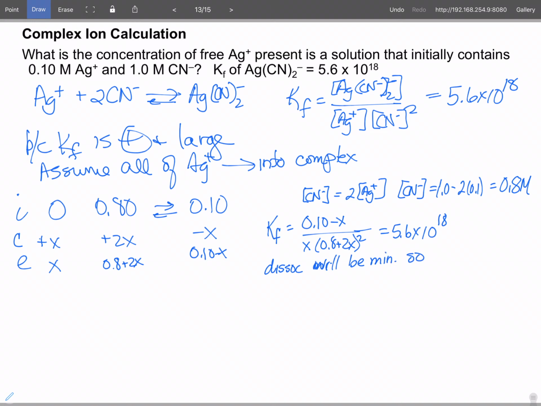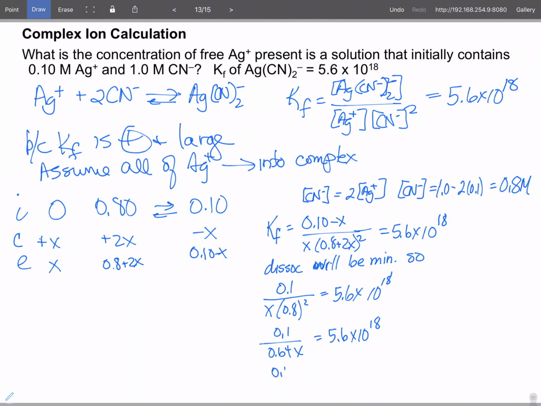So we get 0.1 over x times 0.8 squared is equal to 5.6 times 10 to the 18th. Okay, so 0.8 squared. So this gives me 0.1 divided by 0.64x is equal to 5.6 times 10 to the 18th.